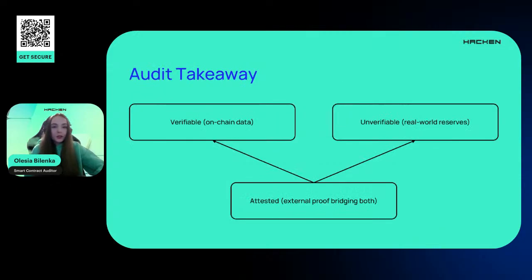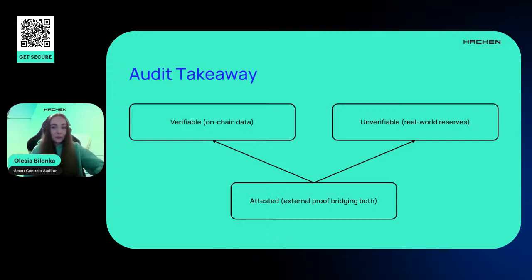From an auditor perspective, the key understanding is that there are two domains which stablecoins rely on. The first one is verifiable, which is on-chain data, and the second is unverifiable, which is real-world reserves. And bridging them together is very important. It requires attestations and proof of reserves. Because without that bridge, the system trust is only as strong as its weakest link.